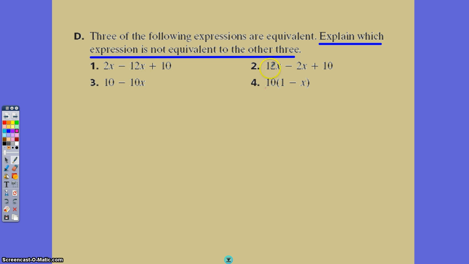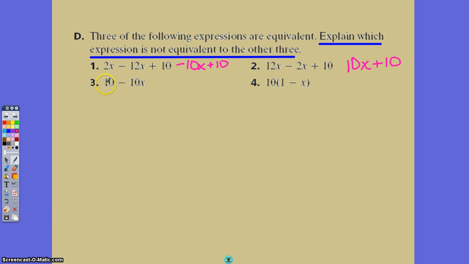Well, looking at this right away, I see lots of expressions that need to be simplified. So let's start with number 1. 2x minus 12x plus 10. Well, I see some x values, so I might as well put those x values together. 2x minus 12x, so 2 x-ray machines minus 12 x-ray machines gets me -10 x-ray machines. And then nothing's going to change with that plus 10. All right, let's move on to 2. 12 x-ray machines minus 2 x-ray machines, that gets me 10 x-ray machines. Nothing's going to change with that plus 10.